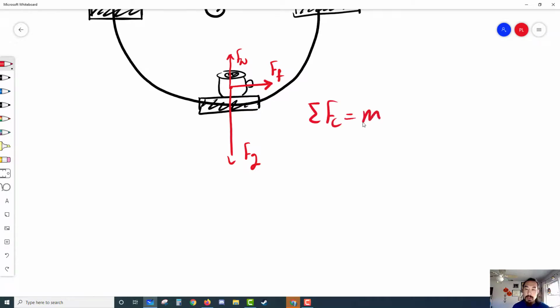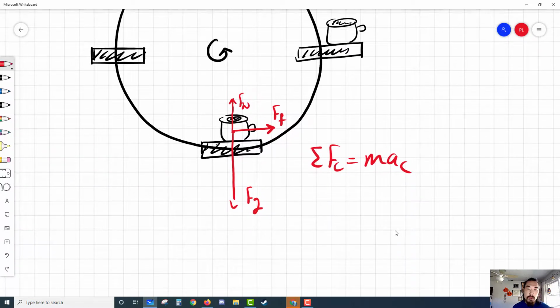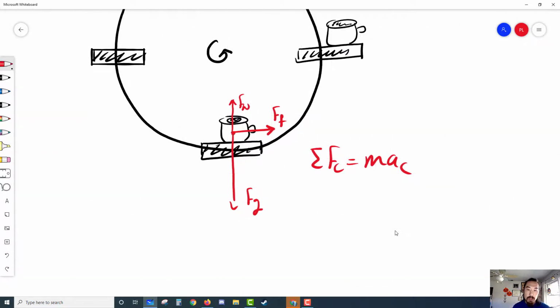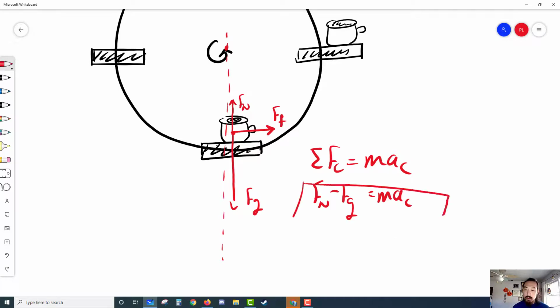So for this bottom one, if we were to come up with a net force formula, FSC is equal to MAC. If we were to identify the axis of rotation, here's the mug, here's the middle of the circle, so any force along this dotted axis is the axis of rotation. We can say that the normal force is positive, not because it's pointing up, but because it's pointing to the middle of the circle, minus the force of gravity, is causing this object to rotate. All right, boom, equation. That's nothing new.